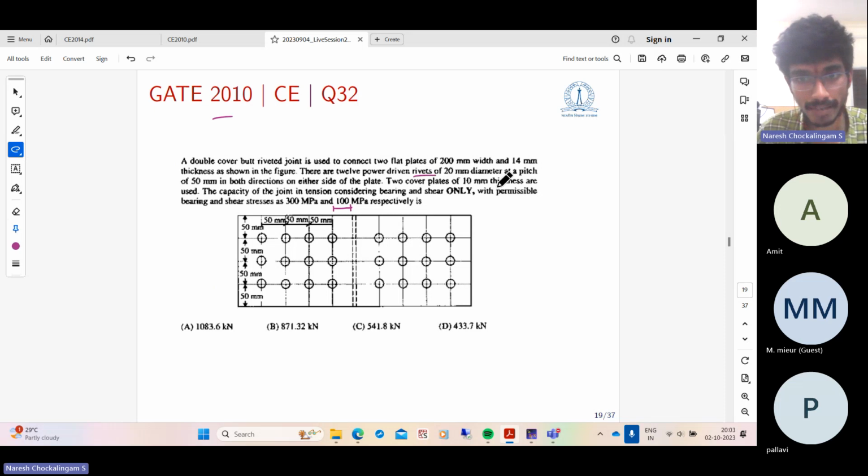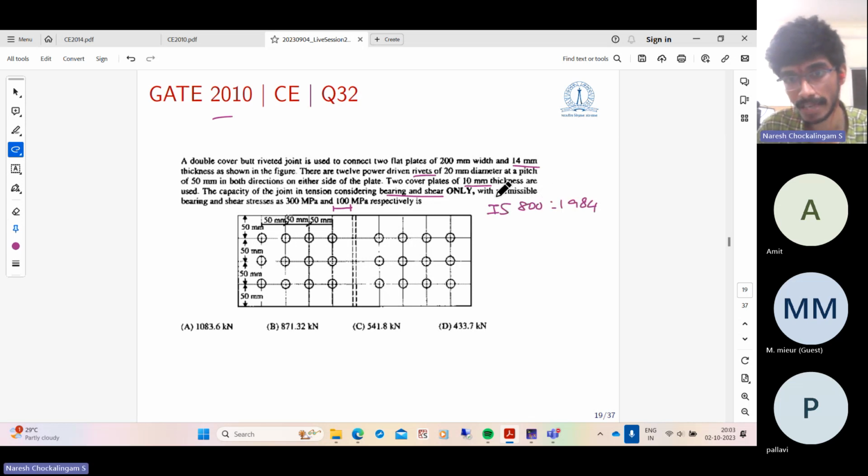I have two cover plates of 10 mm thickness, and the plate is 14 mm. The cover plates are 10 mm thickness. What is the capacity of the joint in tension considering bearing and shear only, with permissible bearing and shear stresses? So this is an old problem, as per IS 800 1984.